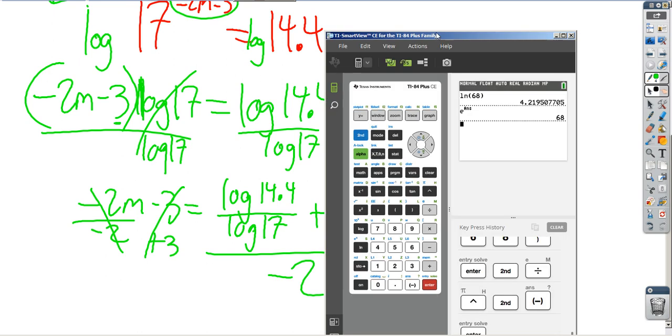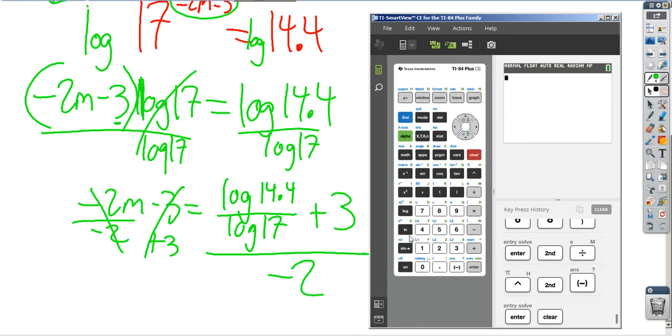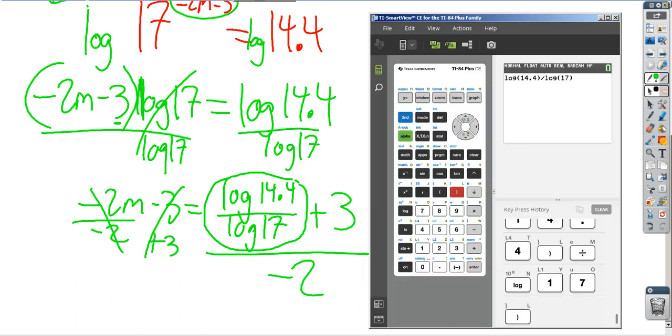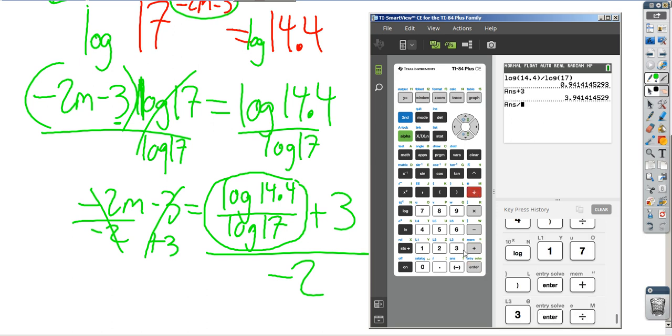Okay, the most challenging part of this problem might be actually entering that into the calculator, so let's make sure we do that correctly. So we will have the log of 14.4, and remember it's divided by, don't do 14.4 divided by 17 in the same log. Those are two separate logs in this problem right here. Log of one over log of the other. We need to put it exactly the same in here, otherwise it's not going to work. So we divide that, then we have to add 3, and then we divide by negative 2. And I suggest doing it in parts like that.